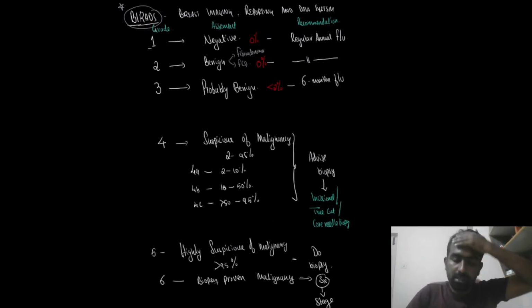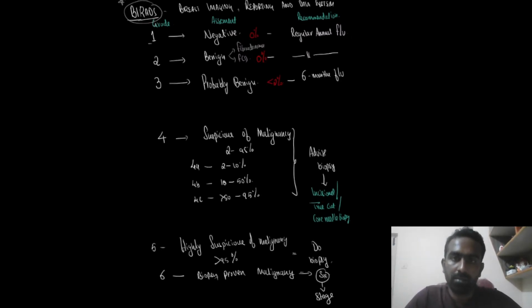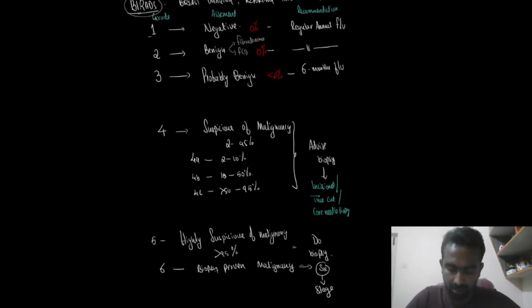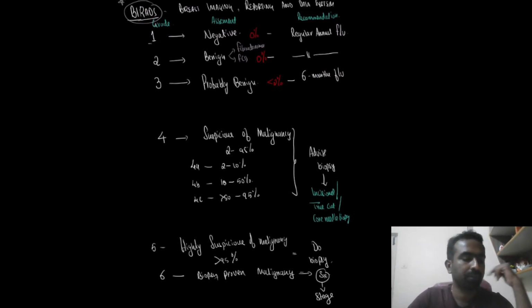Okay. So this is about BIRADS. BIRADS 1 is negative. We do regular follow-up for BIRADS 1 and 2. 2 is benign. 3 is probably benign, with 6 months follow-up. BIRADS 4 is suspicious of malignancy. 4A, 4B, 4C: 2 to 10%, 10 to 50%, more than 50 to 95%. And BIRADS 5 is highly suspicious of malignancy, and BIRADS 6 is biopsy-proven malignancy. So this is about BIRADS staging, grading.